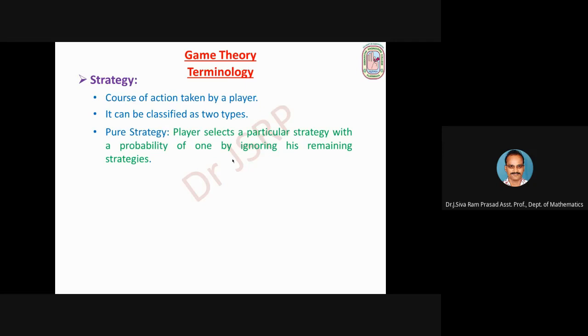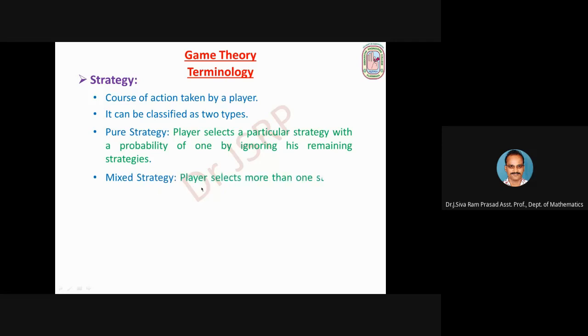We know the property of probability. The probability should lie between 0 and 1, and the sum of total probabilities is 1. So by selecting only one strategy, the probability of selection of that particular strategy is 1, and the probabilities of the remaining strategies are 0, since the remaining strategies are ignored. So pure strategy means the player selects only one strategy with probability 1 by ignoring his remaining strategies. That is pure strategy.